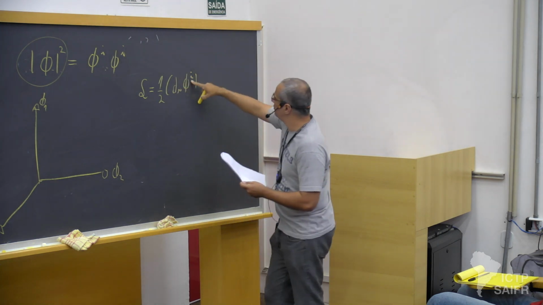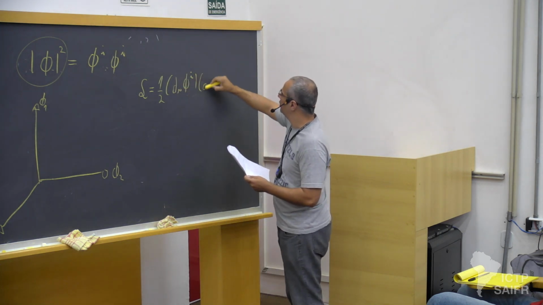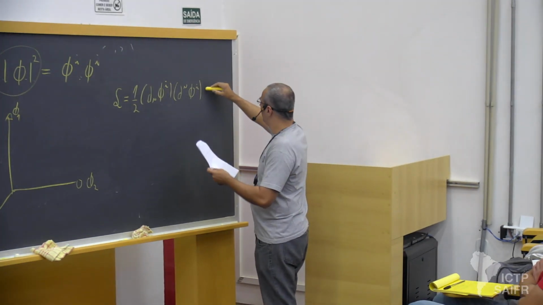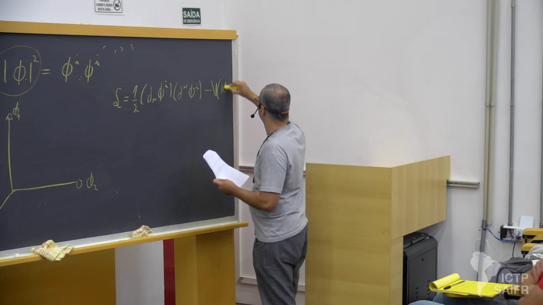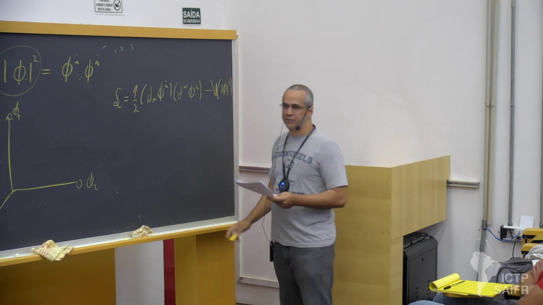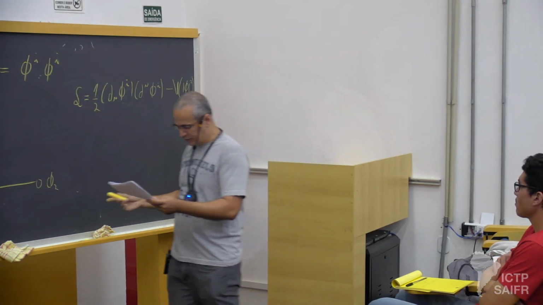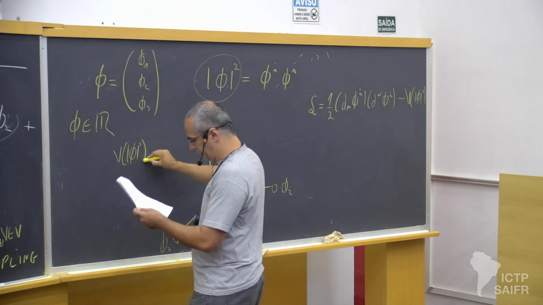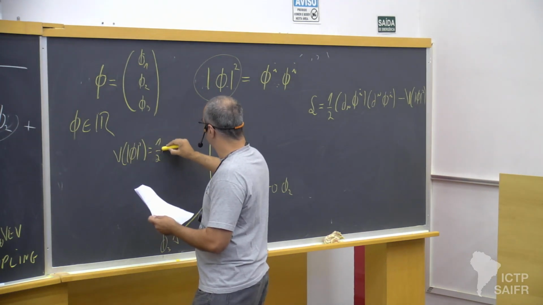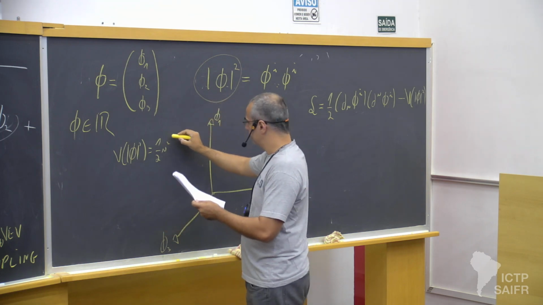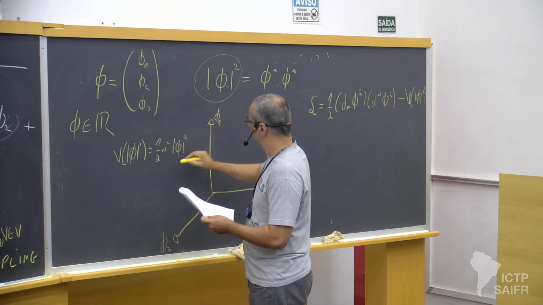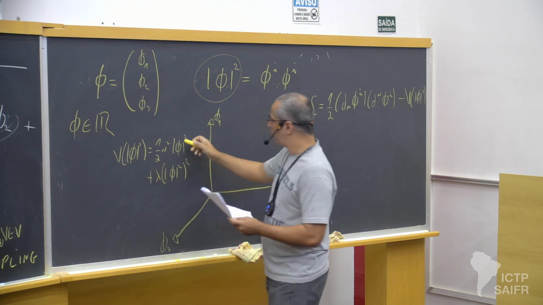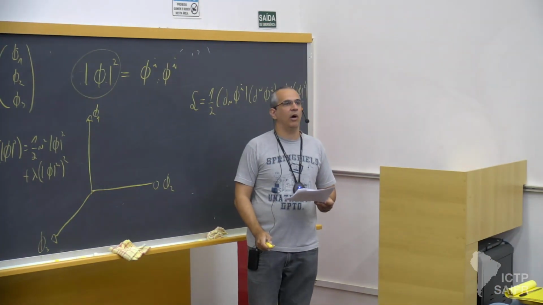Phi I, again, is an implicit sum from 1 to 3 here, plus, let's write like that, minus the potential, right? And this potential could have essentially two configurations that are interesting to us, right? The first one would be something like that. So a quadratic term plus a quartic term.